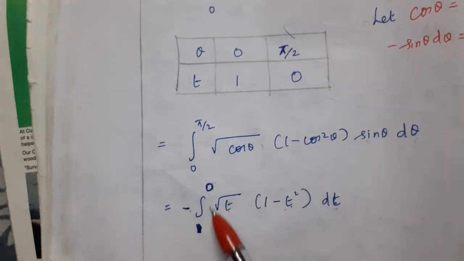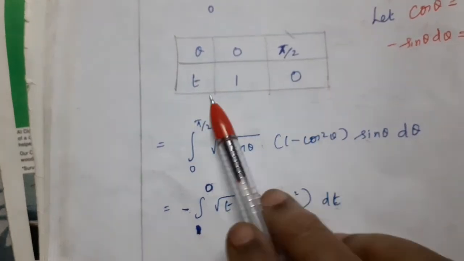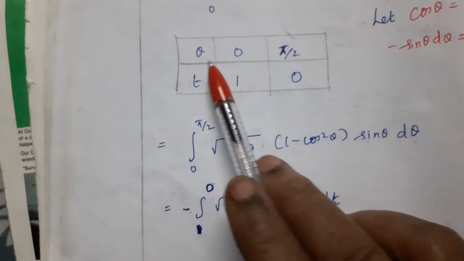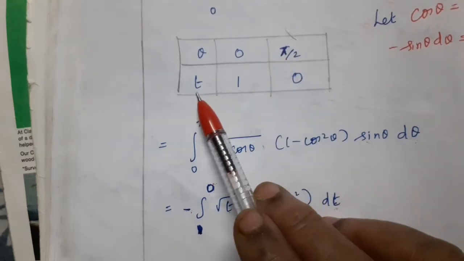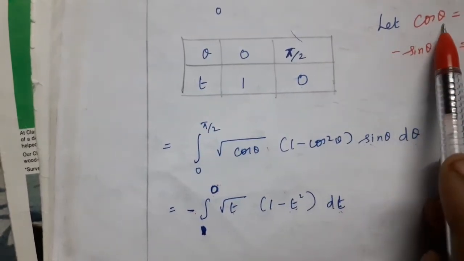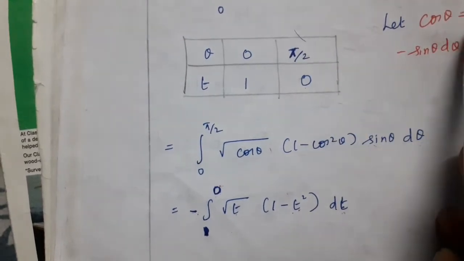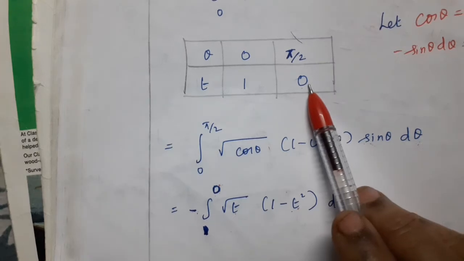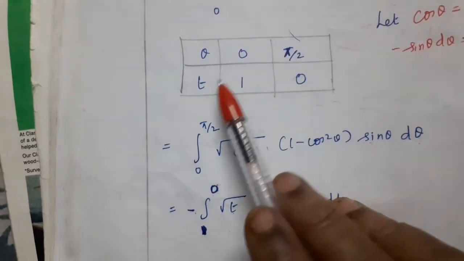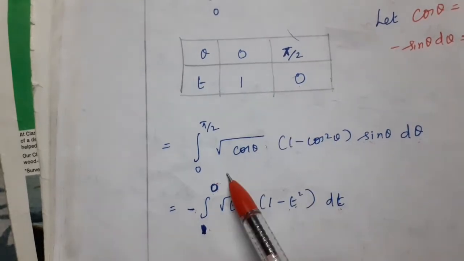So 0 to pi by 2 becomes 1 to 0, which means a change of limit. In terms of theta the limit is 0 and pi by 2. In terms of t, the values are 1 and 0. How come? Instead of theta you substitute 0, t value is 1. Instead of theta you substitute pi by 2, t value is nothing but 0. So with the change of variable, the limit is automatically changed. So 0 to pi by 2 limit becomes 1 to 0.